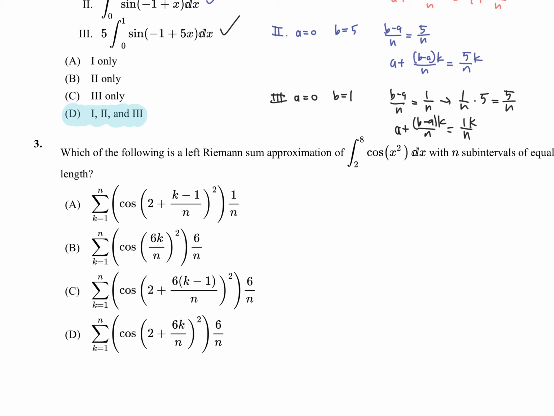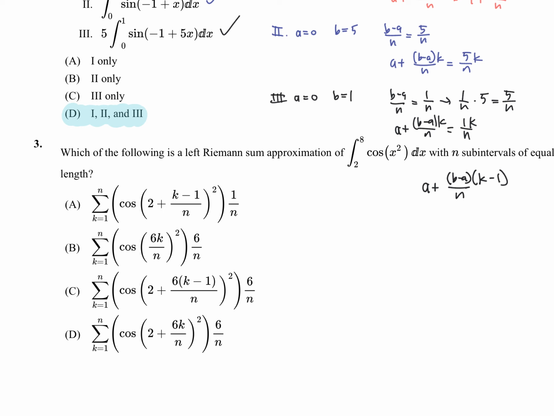The only thing is, the thing that you'd be substituting for x, instead of a plus b minus a over n times k, which is what you'd use for the right hand endpoint, you'd have to do k minus 1. Okay, and I'm not going to explain that too much here. I'll explain it in class if we need to. So now this is the expression that we're plugging in for every x to get our limit sum definition.